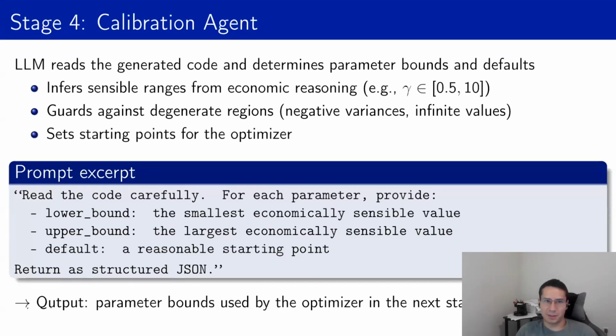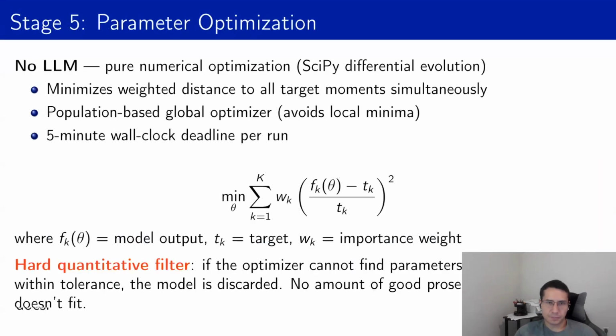So this will guard against the degenerate regions and search starting points from the optimizer, right? And then the only job of this engine would be, for each parameter, to provide a lower bound and an upper bound and a default, a reasonable starting point. Yeah, this is going to be useful because this is going to bound the search space, and this is going to give the numerical optimization, written in Python and fixed forever, some reasonable starting points, right? And of course, asking for JSON as a default.